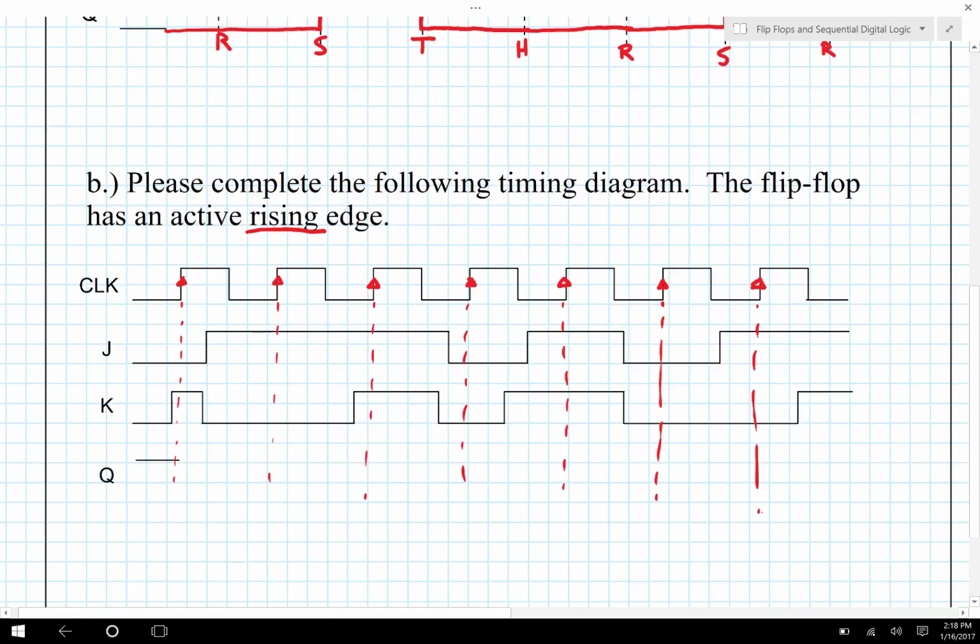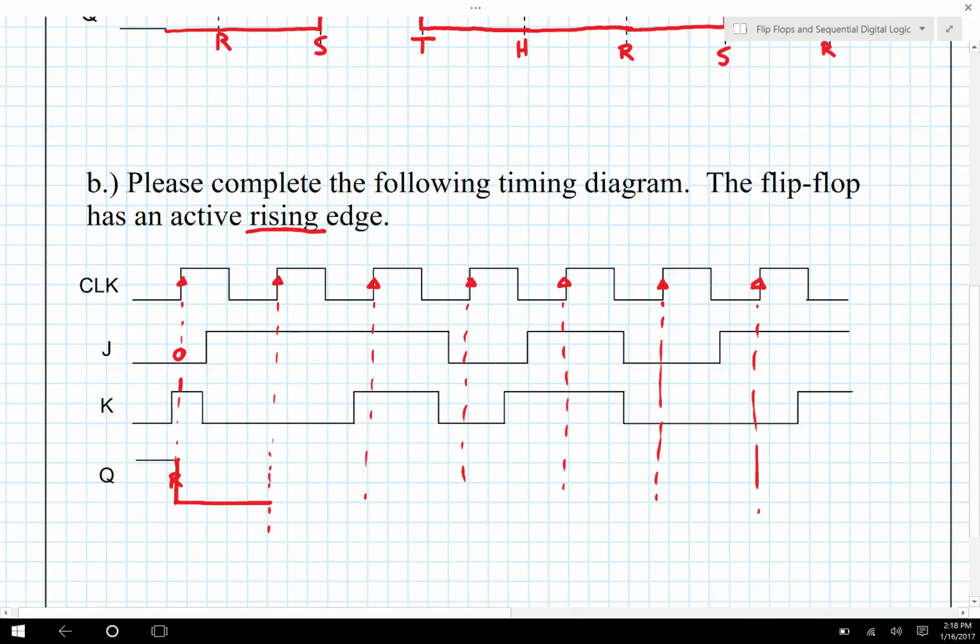Okay, now with a ruler, you could make this look a lot nicer, but I don't have a ruler here, so I'm just going to go ahead and do it the way that I've got it. So again, now the problem really has been reduced to what we just did. I'm going to identify that J equals 0, K equals 1. That's a reset. I'll go ahead and follow through on Q here. Oh, Q starts out at 1 in this case, so it needs to transition down to a 0. It'll go to 0 and it'll stay there until the next active clock edge.